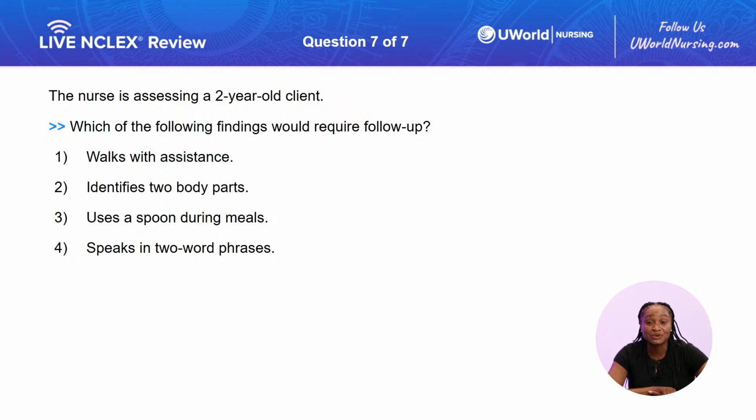Question 7, last question of the day. The nurse is assessing a 2-year-old client. Which of the following findings would require follow-up? Option 1, walks with assistance. Option 2, identifies 2 body parts. Option 3, uses a spoon during meals. And option 4, speaks in 2-word phrases. Let me know what you think in the chat.